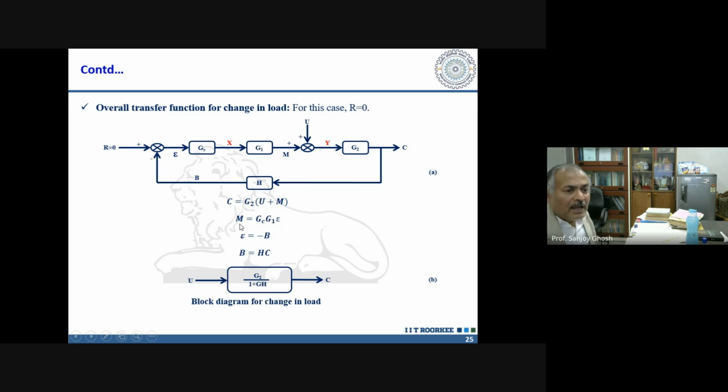Okay, so this is done. And E is equal to what? Now look at R minus B, we write. But R is not there because R is now 0, so only minus B is there. E is nothing but minus B.